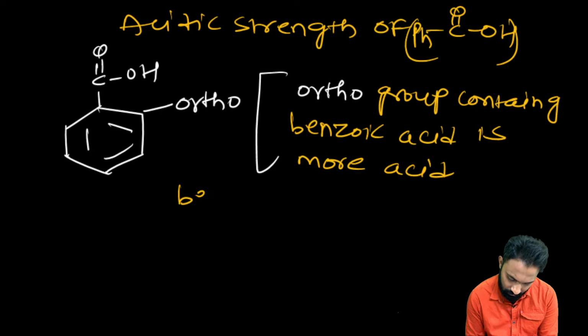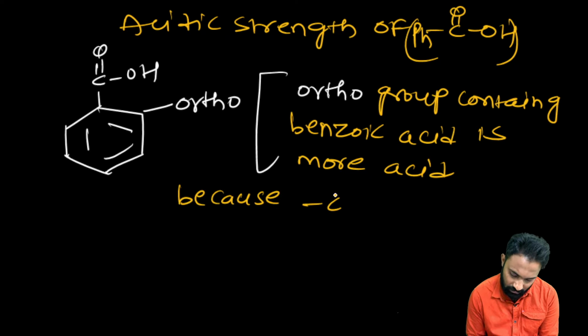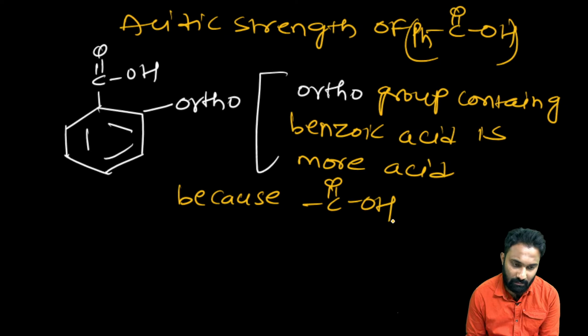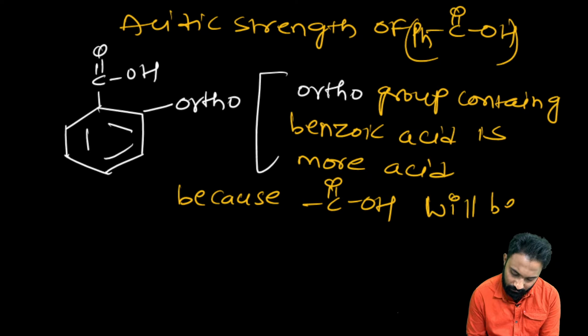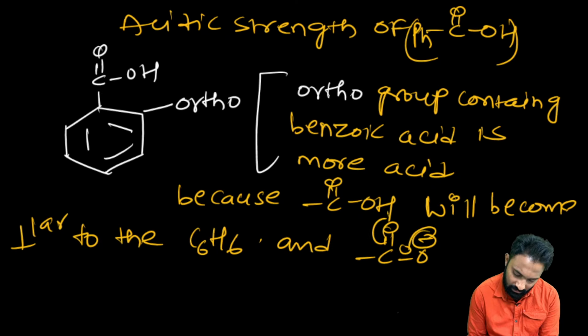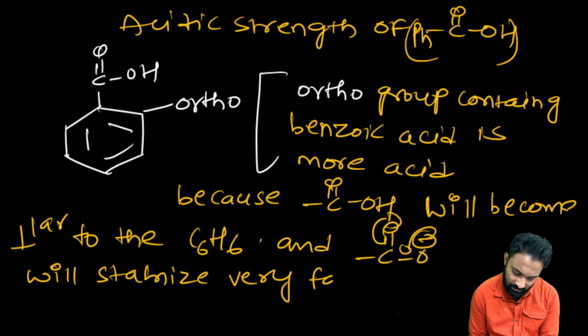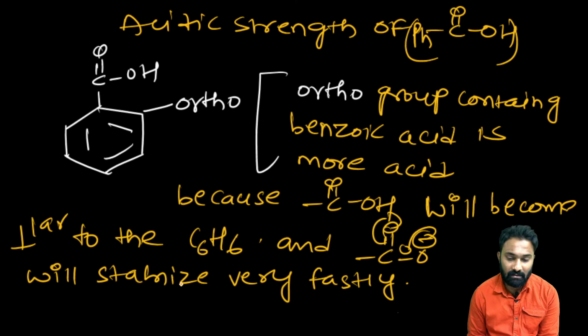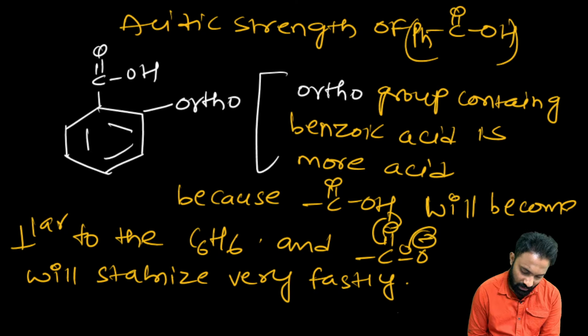Because the carboxylic acid will become perpendicular to the benzene, and that carbonyl group will be stabilized. This carbonyl group will stabilize very fast. Clear? Now this is about the ortho effect.